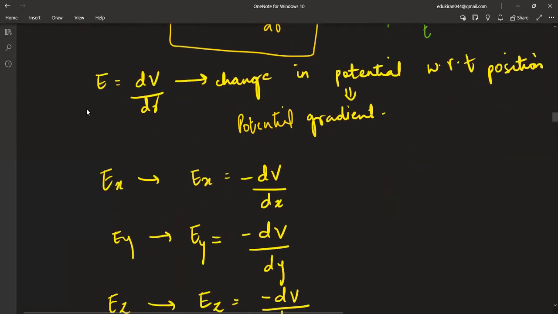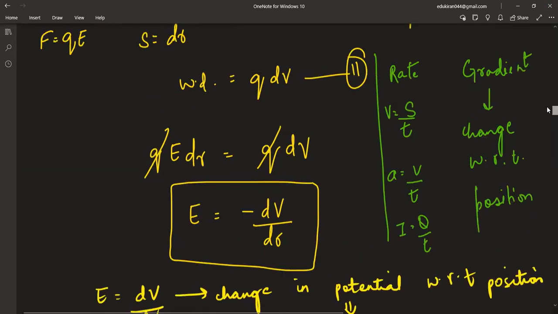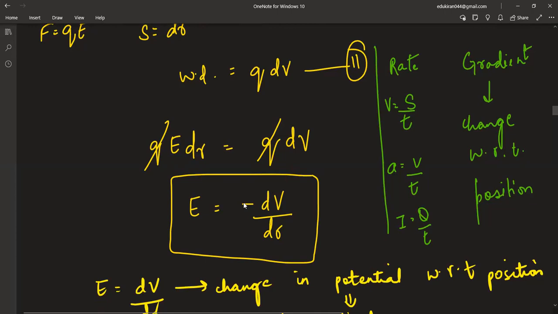This is written over here. E is minus dV over dr. This is change in potential with respect to position. So if something is changing with respect to position, we put a term that is potential gradient, right? Class, if it is changing with respect to x-axis, we'll put E_x is equal to minus dV over dx. If it is changing with respect to y-axis, we'll put it as minus dV over dy. If it is changing with respect to z-axis, then we'll put it as minus dV over dz. Now, class, in this derivation, there wasn't any minus sign.